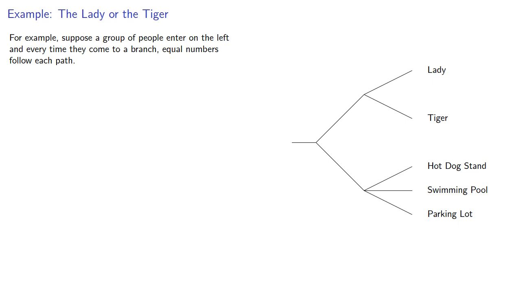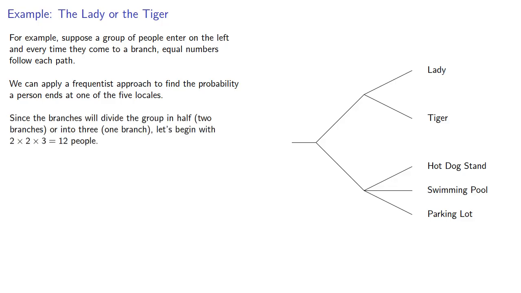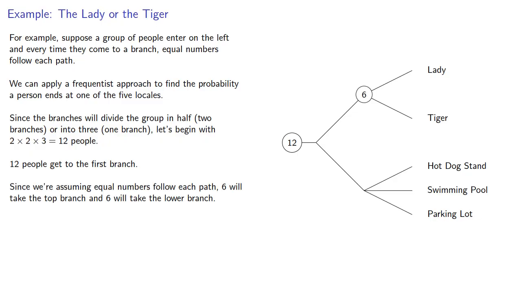For example, suppose a group of people enter on the left, and every time they come to a branch, equal numbers follow each path. We can apply a frequentist approach to the probability a person ends at one of the 5 locales. Since the branches will divide the group in half (2 branches) or into thirds (3 branches), let's begin with 12 people. So 12 people get to that first branch, and since we're assuming equal numbers follow each path, 6 will take the top branch and 6 will take the lower branch.